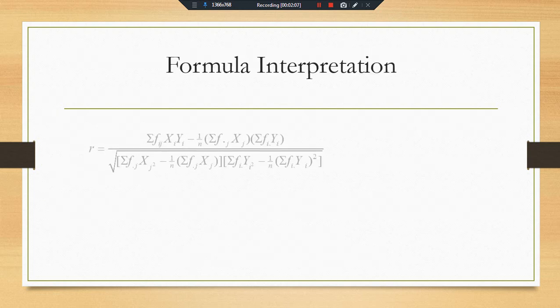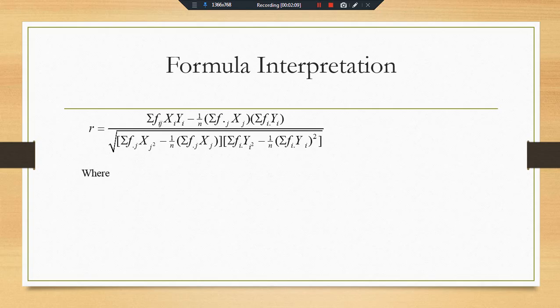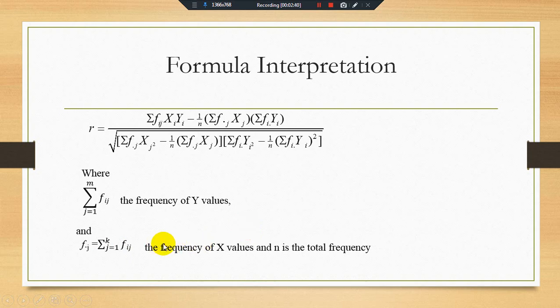Let's see the interpretation of this formula. Here we have the summation of Fij, with j ranging from 1 to m, and this is known as the frequency of y values. And we have Fj equal to the summation of Fij, with i ranging from 1 to k, and this is the frequency of x values, and n is the total frequency.